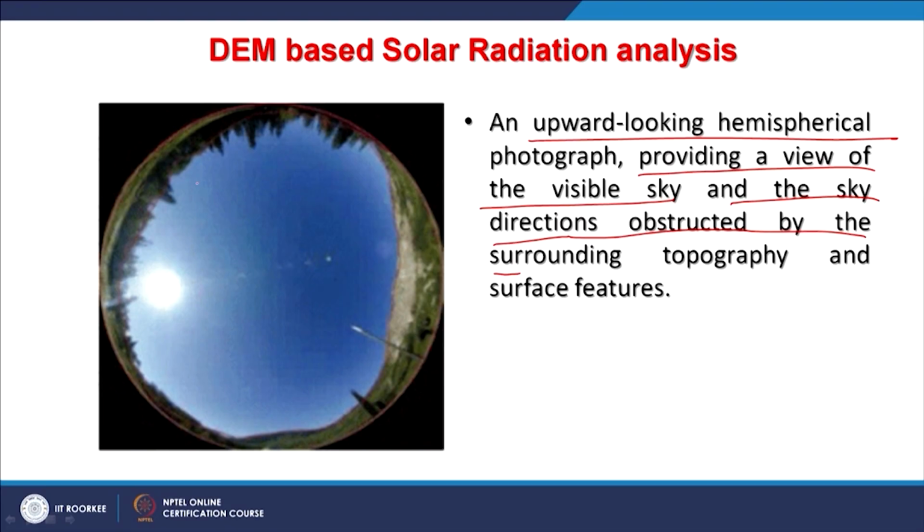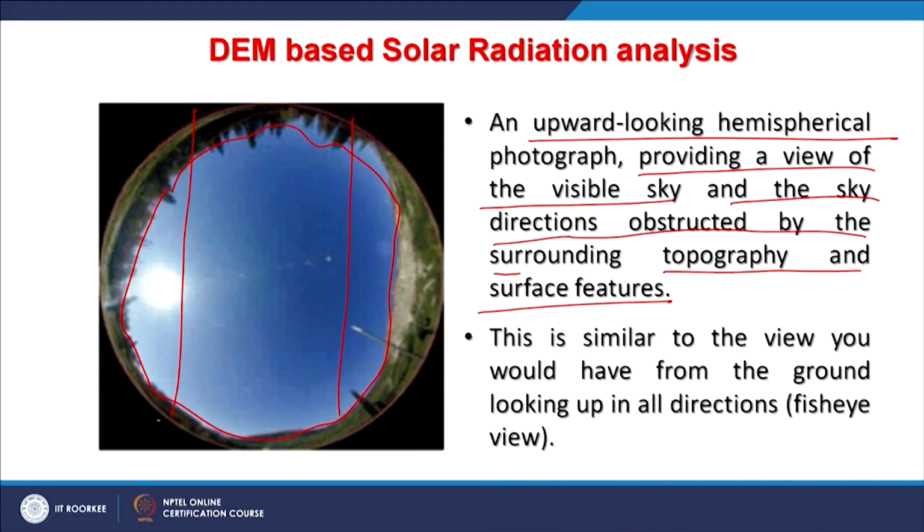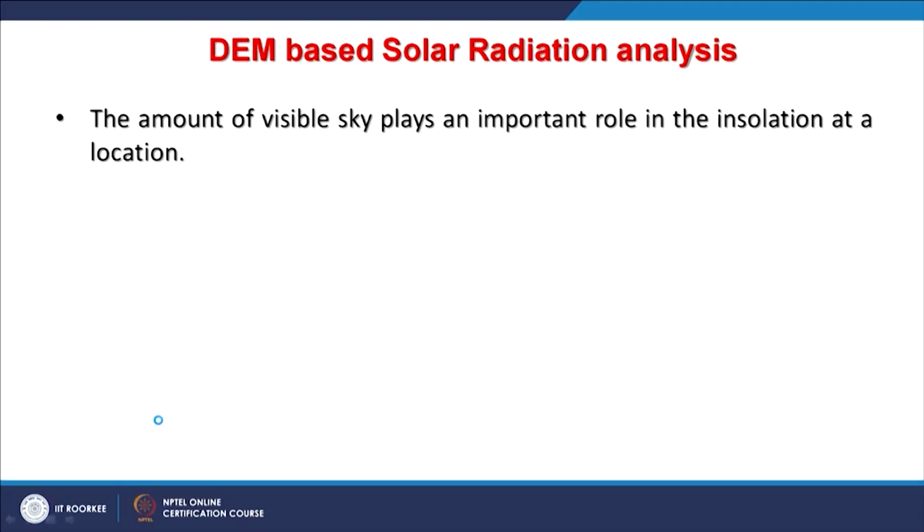So, features here are also creating hindrance. They are not allowing us to have a complete upward looking hemisphere, rather a hindered one, because of these ground features. So, topography and surface features may create problems. If I am in the valley, then I might have a curtailed view like this. This is similar to the view you would have from the ground looking up in all directions, that is the fisheye view.